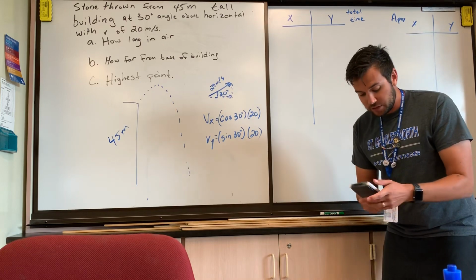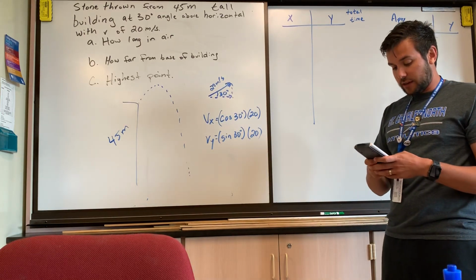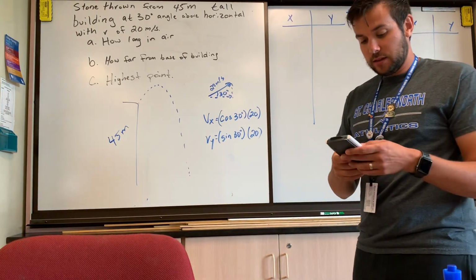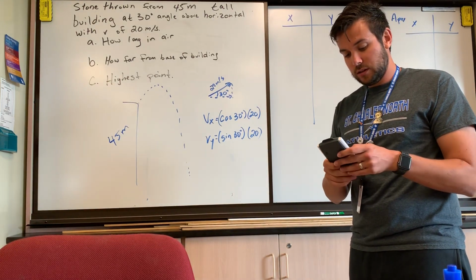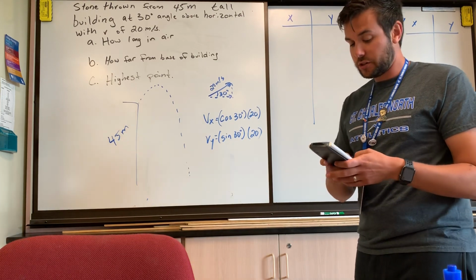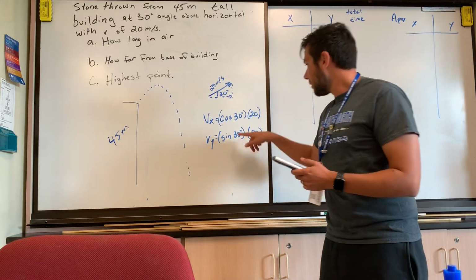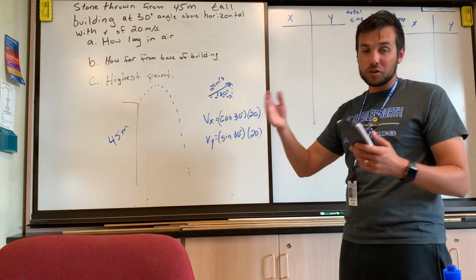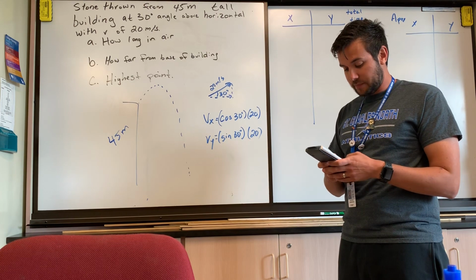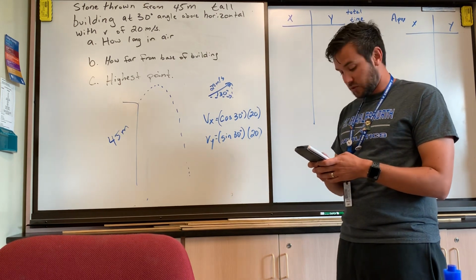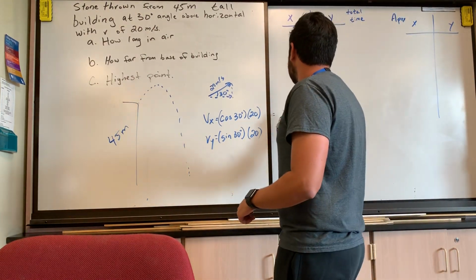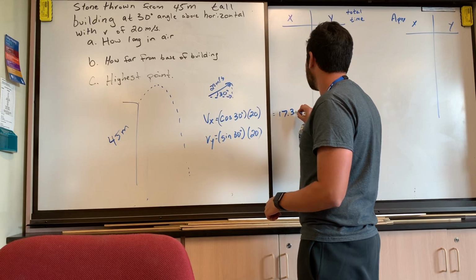When I plug these values in, cosine 30 times 20, sorry, I was in degree or radian mode. You always want to make sure you're in degree mode here, so make sure it says 30 degrees. Put yourself in degree mode on your calculator. Always make sure we're doing that. Cosine 30 times 20 is 17.3, so we got 17.3 meters per second.